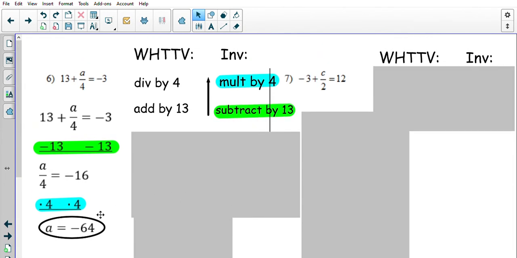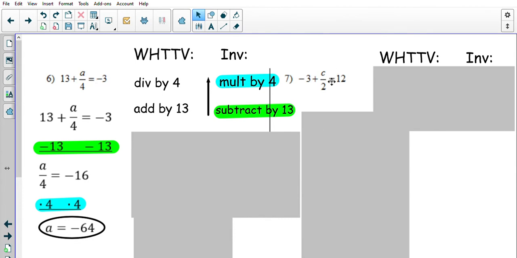Again, it's not a bad idea to double check your solution. So if you're going to do this in your calculator, 13 plus negative 64 divided by 4. I would not put it in as a fraction, even though it's written that way. It's just easier to use division to check your solution. All right, let's take a look at number 7.